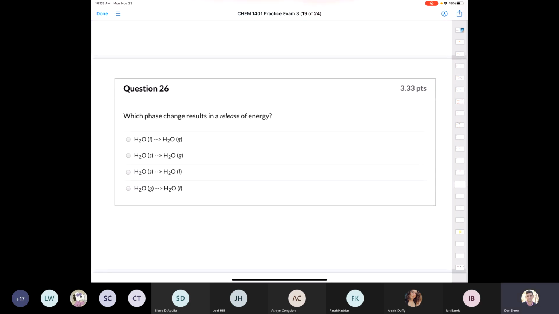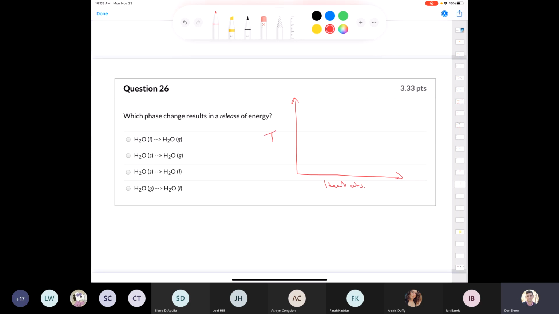Question 26. Which phase change results in a release of energy? If you think back to our heating curve, we had some beautiful heating curves before. We said heat absorbed over time, and then we had temperature here. First, we take a solid, we warm it up, we reach the melting point. Here we're going from our solid to liquid, and we heat the liquid up, and then we go from a liquid to a gas, and then we heat the gas up like that.